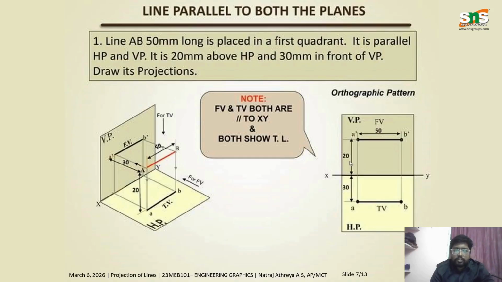So how do you draw? If it is 20 above HP, we draw it 20 above the reference line, and it is 30 in front of VP. In front of is always drawn below the reference line. So we have 30 here. From this we can draw a line that is 50 long. Make these two parallel to each other, and these should be at the exact point. Just draw a line from here and make sure that these two are aligned together.